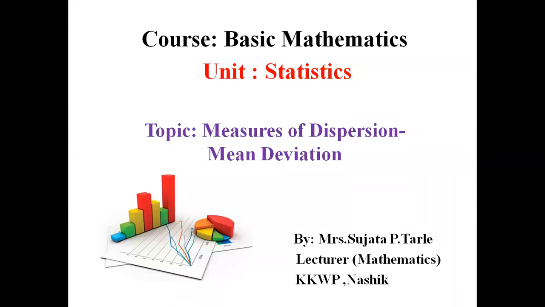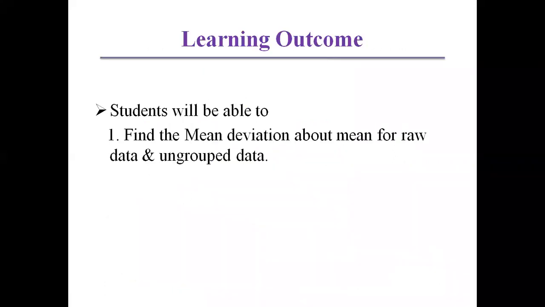In this video, we are going to discuss the measures of dispersion, that is the mean deviation for the raw data and the ungrouped data. The learning outcome: after watching this video, the students will be able to find the mean deviation about mean for the raw data and the ungrouped data.